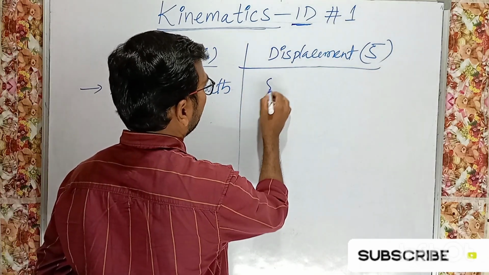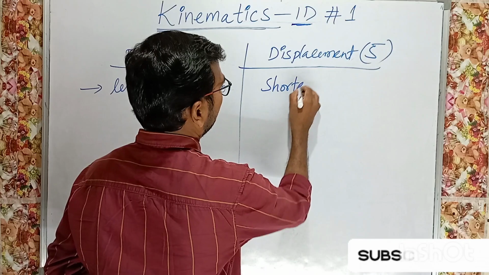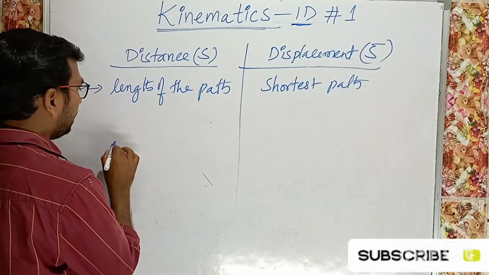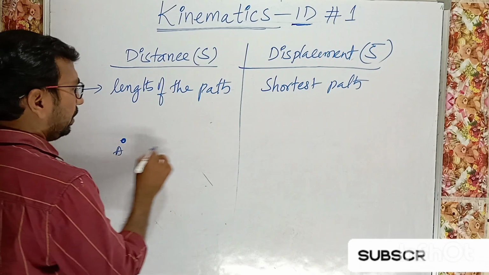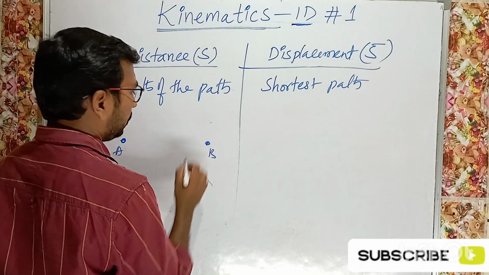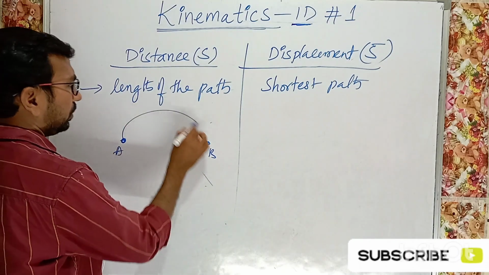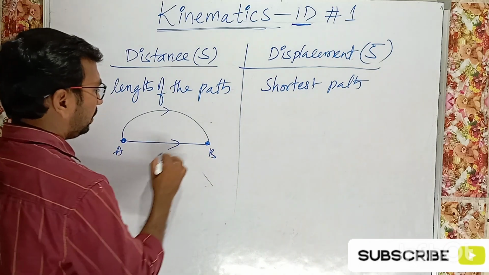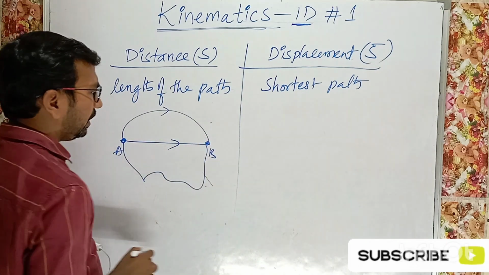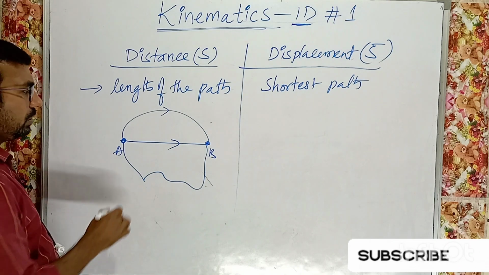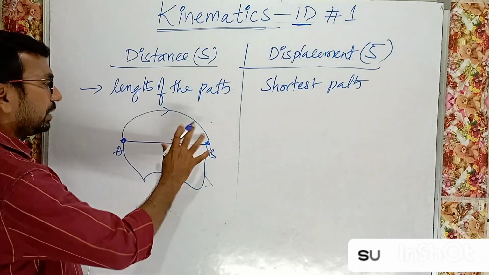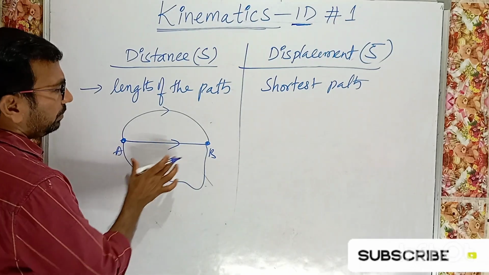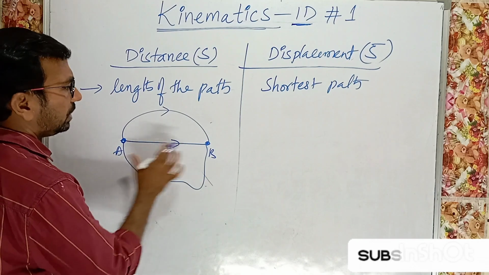The shortest path. For example, this is a point A and this is point B. From A to B you can go like that along a semicircular path, a straight line, and like that. So these are three ways of going from A to B. In this, which one is the shortest path? A to B is the shortest path.